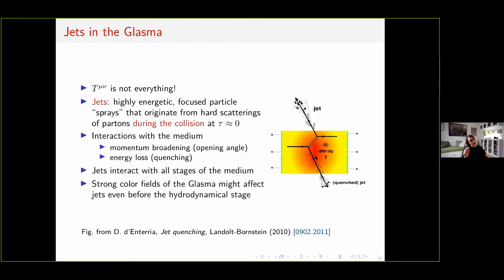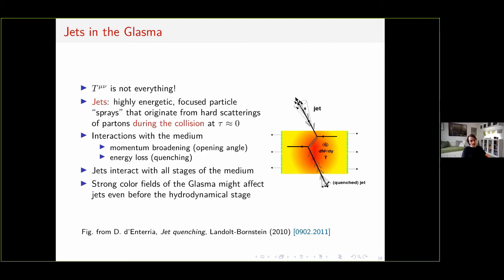So basically, think of two hard quarks in the nucleus scattering and then moving towards the detector. And as they move through the medium, they lose energy, the momentum is broadened, so you have some opening on this angle. And of course, they also decay into lots of other particles. And then you can actually measure them on the detector.